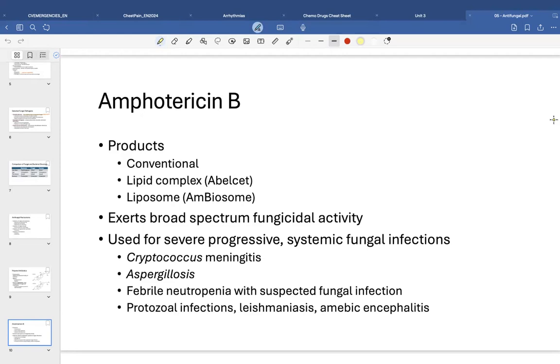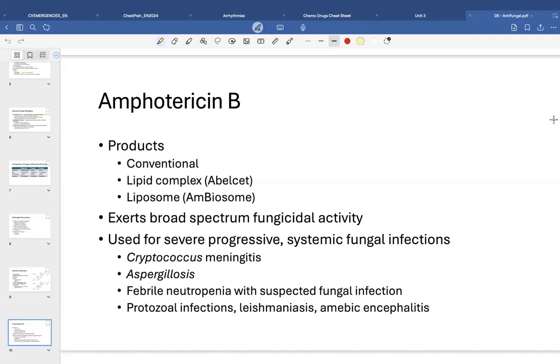What the lipid complex and liposomal versions do, if you recall from last semester, I'm sure you don't, that's okay, is protect the kidney from amphotericin B-induced kidney injury. As such, they are more expensive, of course. And in the hospital setting, we will typically reserve those for patients with higher risk of kidney injury. For the most part, healthy patients can get conventional amphotericin B, and if we hydrate them appropriately, we can avoid the worst of the nephrotoxic effects.